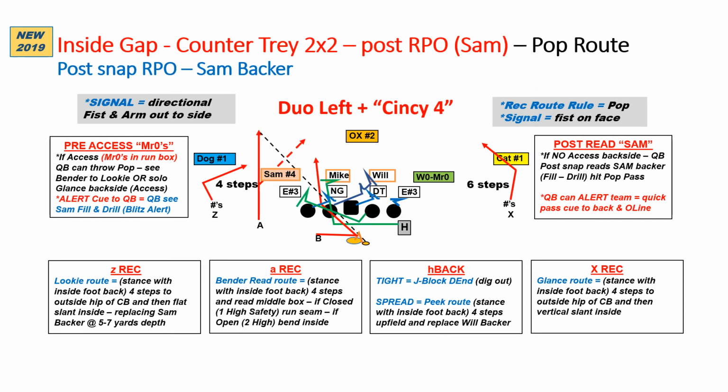When we go to counter Trey, again, still pop route concept. A and Z locked into bender read, looky route, and X with the glance. Now the H is going to go and lead through the hole on a counter action. Still reading the Sam backer.